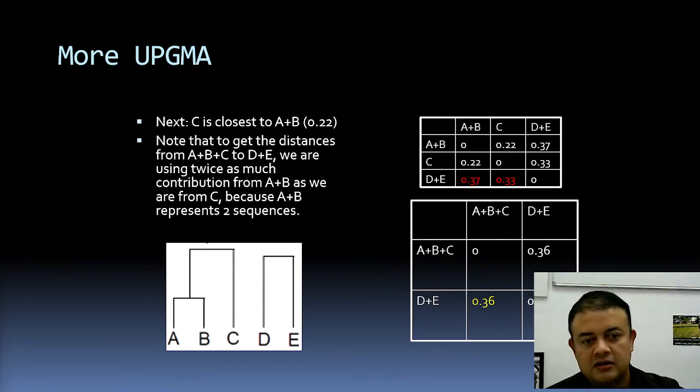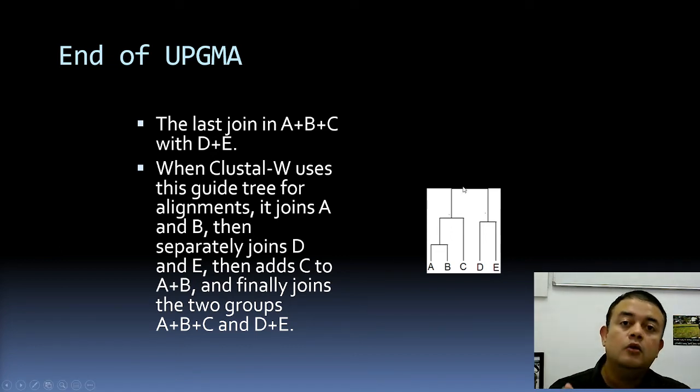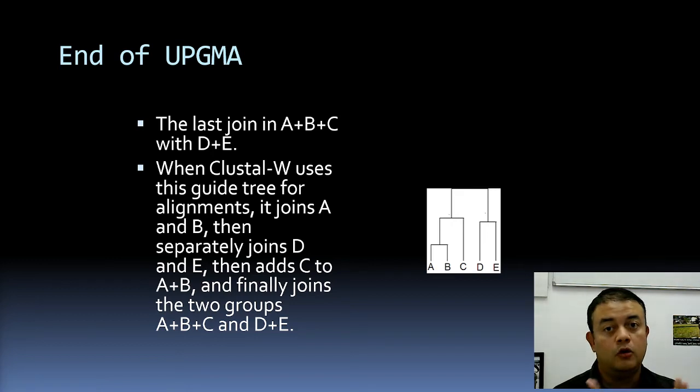And now coming to the next step, that's it for the tree. You're joining together all these two nodes. So that is how the UPGMA is performed. I hope it's clear to you.